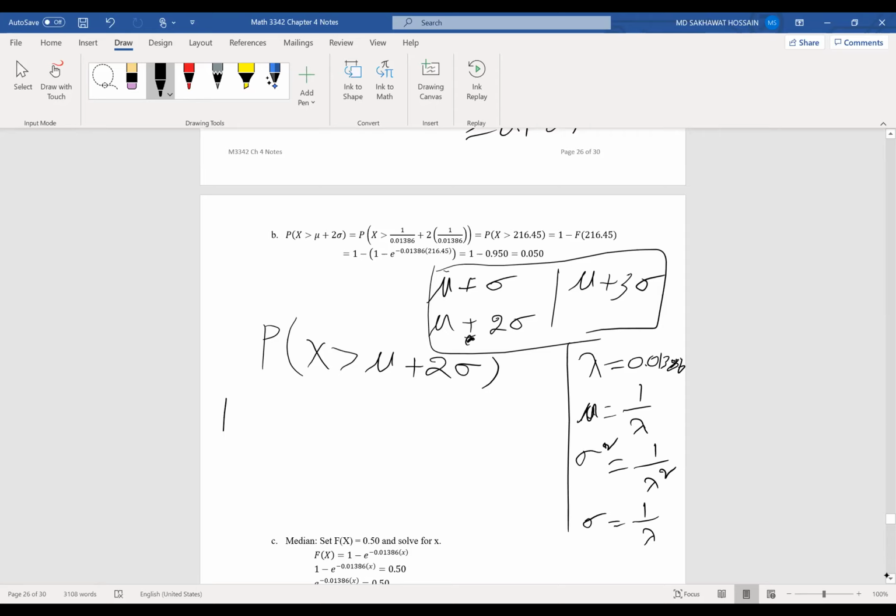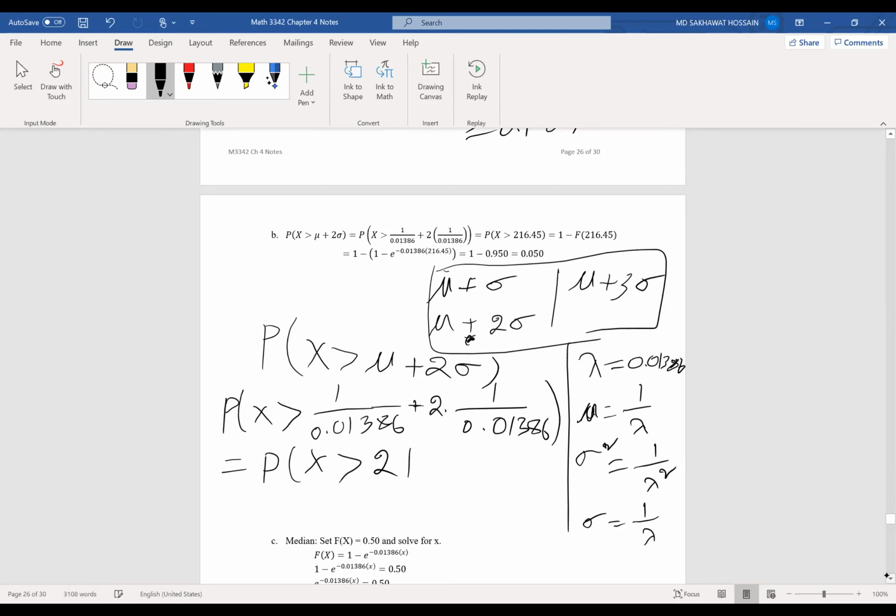Now we need to plug in this value here. Then it will be x greater than mu, which is 1 over lambda, so that means 1 over 0.01386 plus 2 standard deviations from the mean. The standard deviation is 1 over lambda. We have to find this probability. If you simplify this part, it is x greater than 216.45.